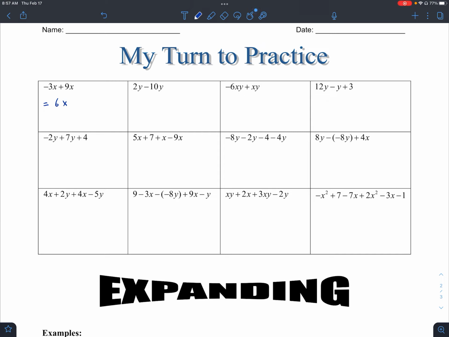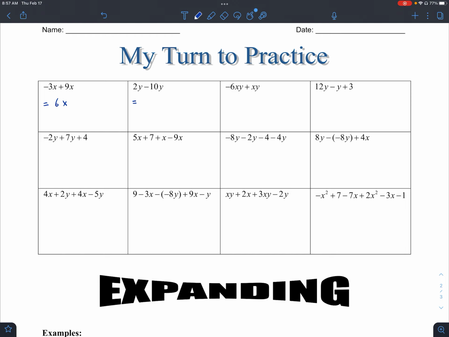Another way of adding this, instead of adding, you could actually do 9x minus 3x. That works also. Just rearrange the terms if that's easier for you when it comes to working with integers. So you could do 9x minus 3x. That would be fine as well. That would also give you 6x.